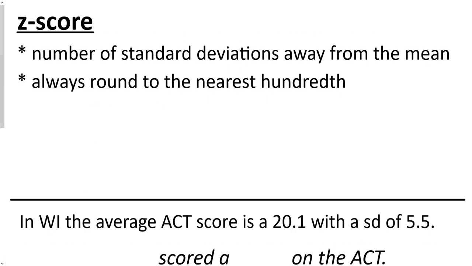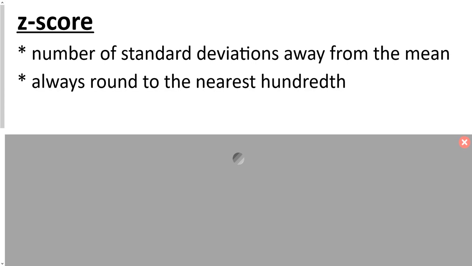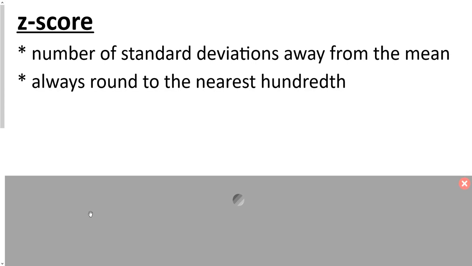What is a z-score? So, a z-score is basically the number of standard deviations away from the mean. So, whatever value you're looking at, however many standard deviations away from the mean it is, that's going to be found in your z-score. And there's a way to find it. One note: always round to the nearest hundredths. So that is 2 decimal places after the decimal.